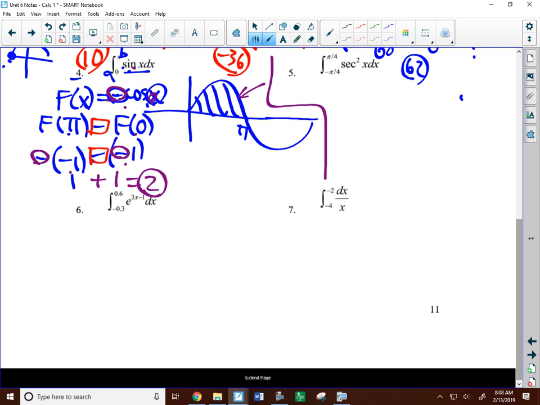So secant squared. Okay, so secant. Tangent. Yes, I'm sorry, I was just thinking of the function itself. Secant was one of these, but this is secant squared, so it's a different function. So the antiderivative of secant squared is tangent.